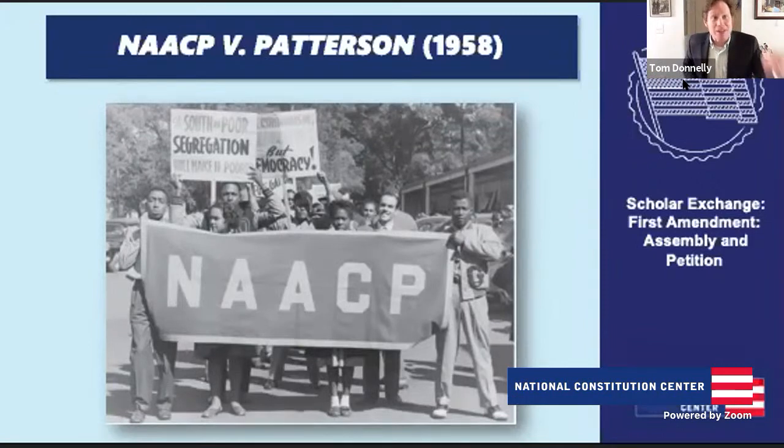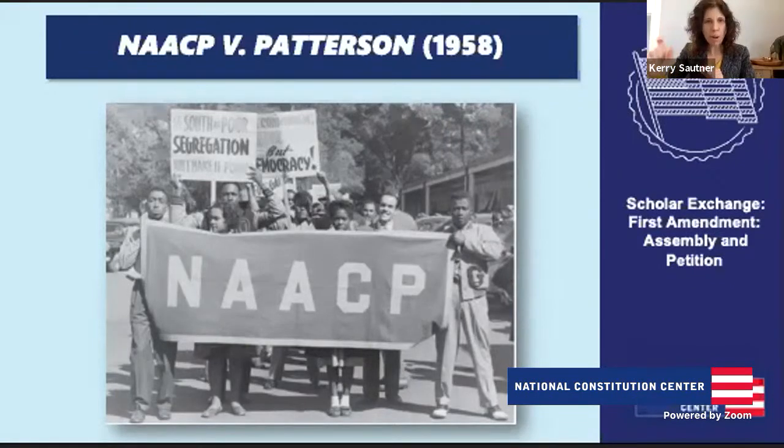Those assemblies, and the boycotts they do to white businesses, all of that is at the core of what the First Amendment protects. And so it's the Supreme Court using the First Amendment, the assembly right, and the other tools in the arsenal of the First Amendment to continue to protect the civil rights movement as they advance the cause of equality and voting rights for all Americans.